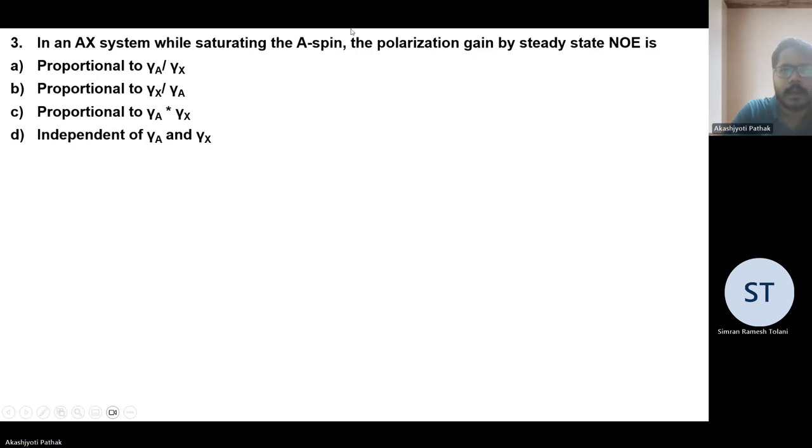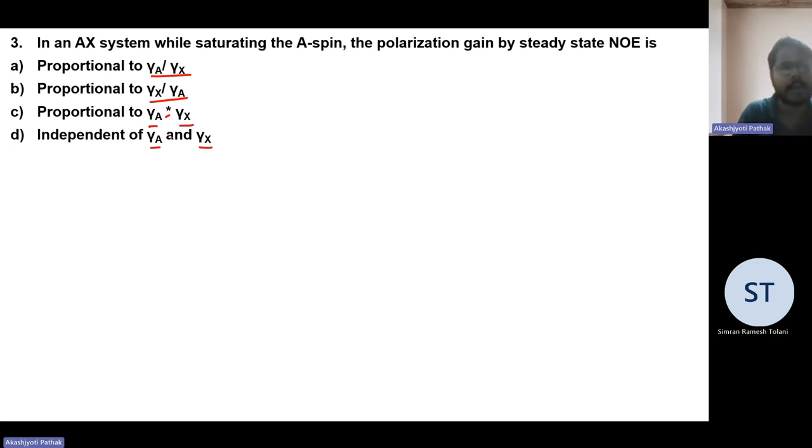So next, what is the question? Next question is, in an AX system, while saturating the A spin, the polarization gain by steady state NOE is proportional to what? We have to tell the correct option. The options are proportional to gamma A by gamma X, proportional to gamma X by gamma A, proportional to gamma A into gamma X, or independent of gamma A and gamma X.